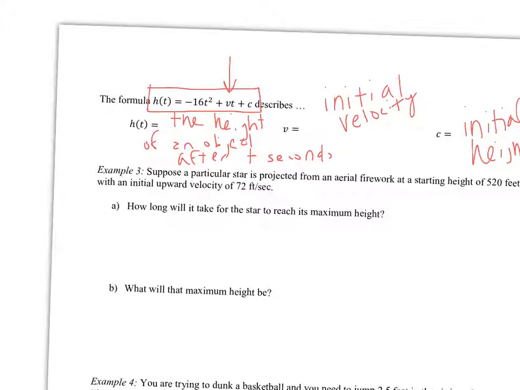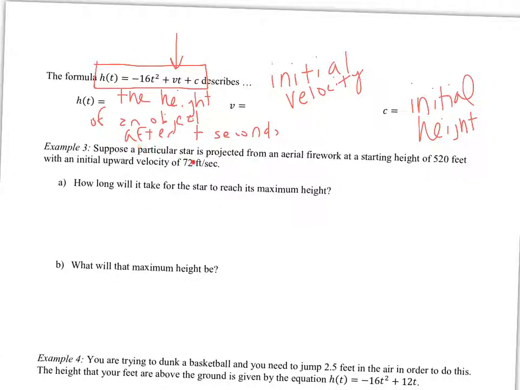So example 3, suppose a particular star is projected from an aerial firework at a starting height of 520 feet with an upward velocity of 72 feet per second. How long will it take for the star to reach its maximum height? We're asking for how long, so that means how many seconds, that's time, we're looking for time. The function is a quadratic, so it looks like this. Maximum should be a keyword for finding the vertex.